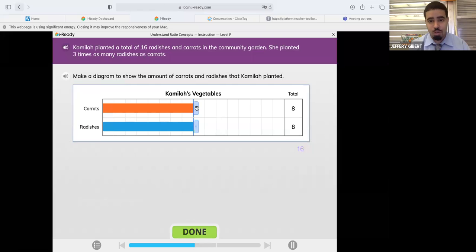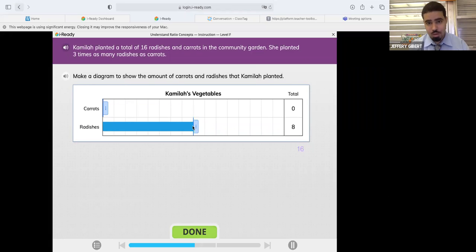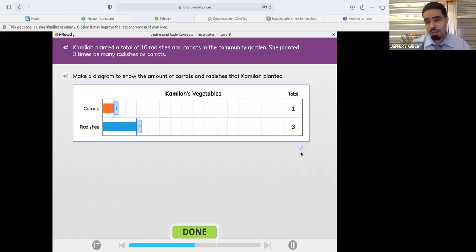So let's start over and do one at a time. If we have 1 carrot, how many radishes do we need, if it says we have 3 times as many? So what's 1 times 3? 3. So let's try that. So we got 3, but when we add them up together, it's 4. It's not 16. So let's try another carrot.